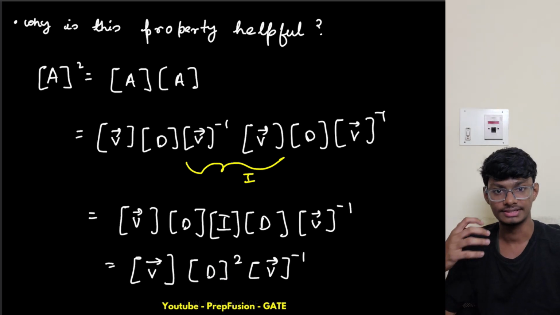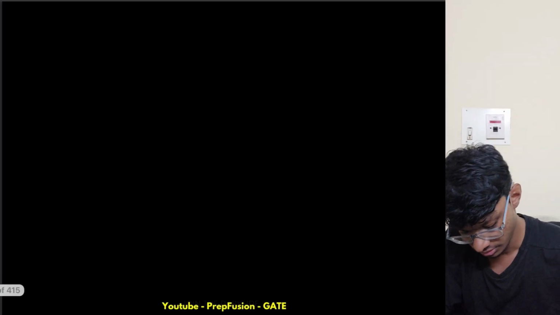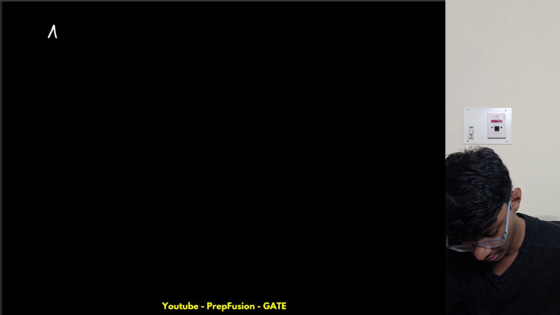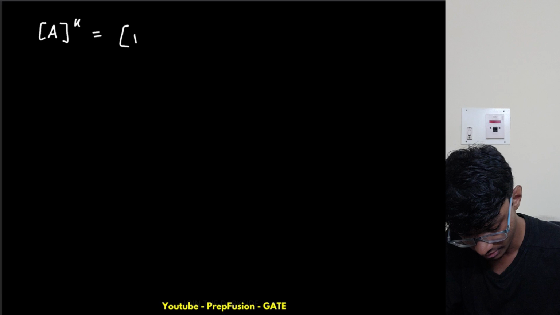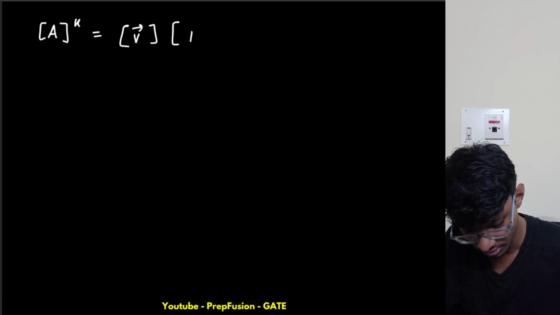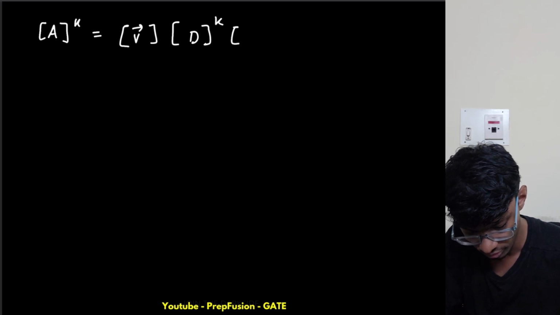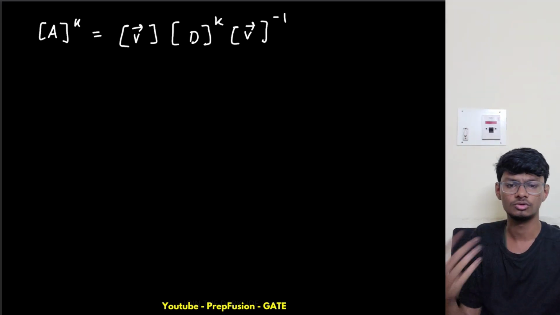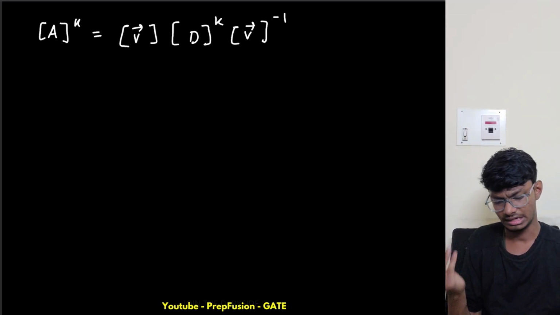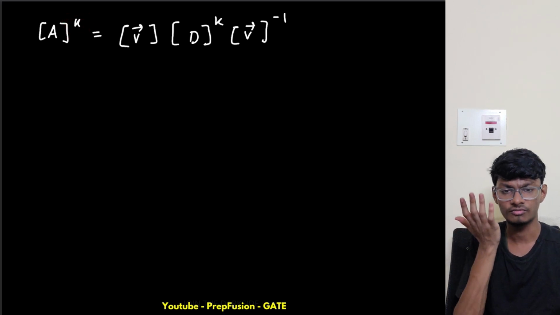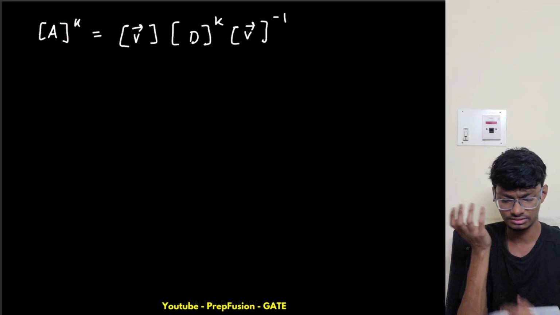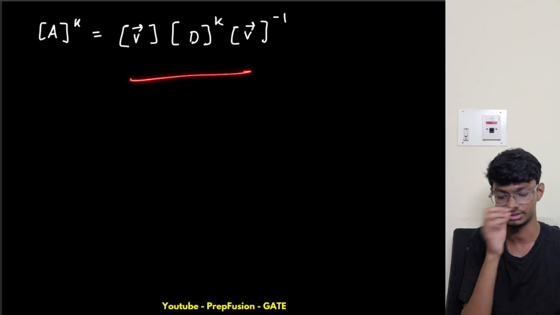So let me write the relation. If I want any power k, what I have to do is simply find the eigenvectors of A itself, then raise the diagonal matrix to the power k, and then take the V inverse. So you might say I have to take the power of A, and I have to take the power of D also. What is the difference? Why is it so much easier to compute this than this?